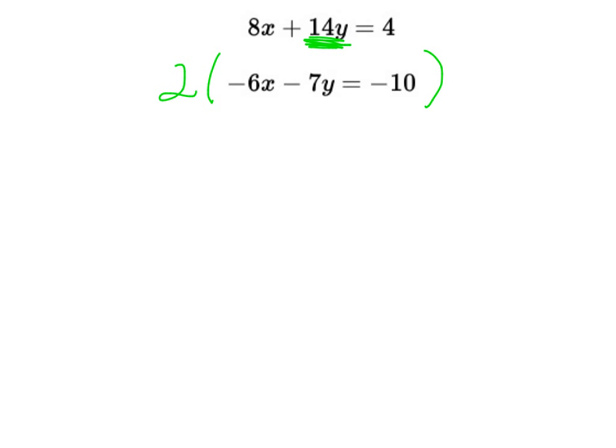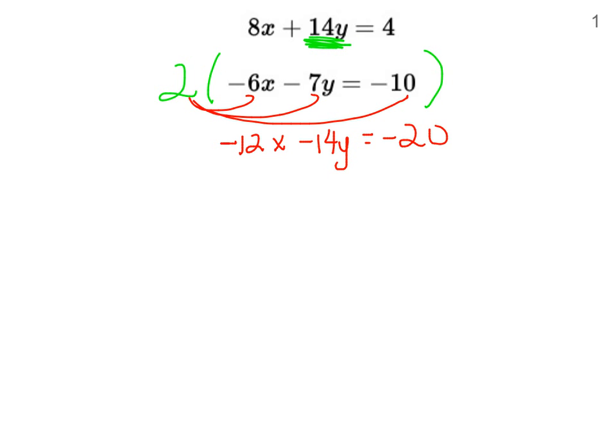So let's do that. So what do we get if we distribute every part times 2? I get negative 12x minus 14y equals negative 20. Alright, so now I have a negative 14y and a positive 14y that will cancel with each other.